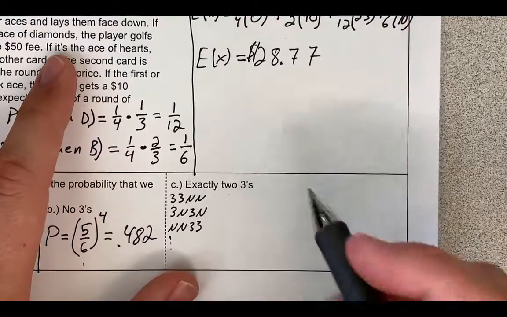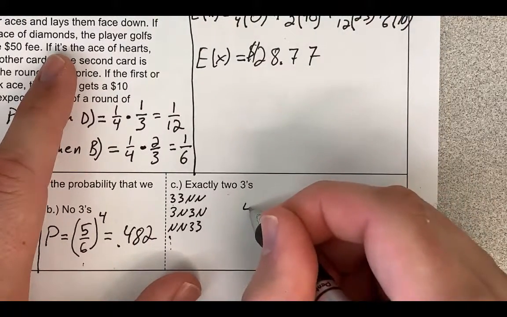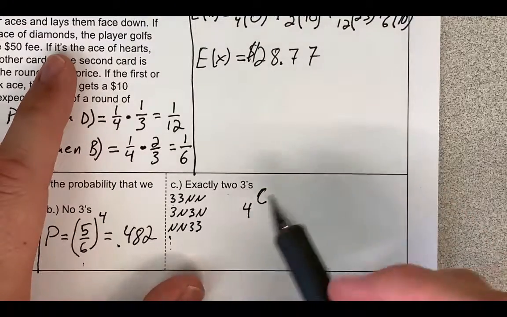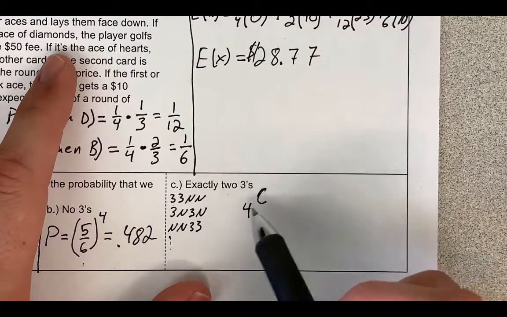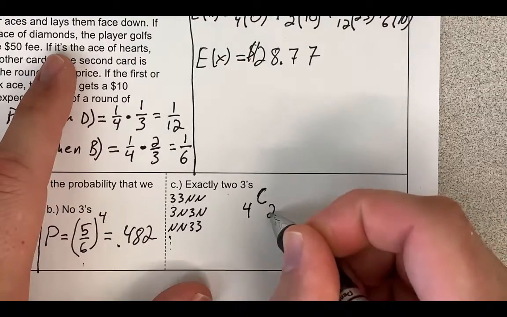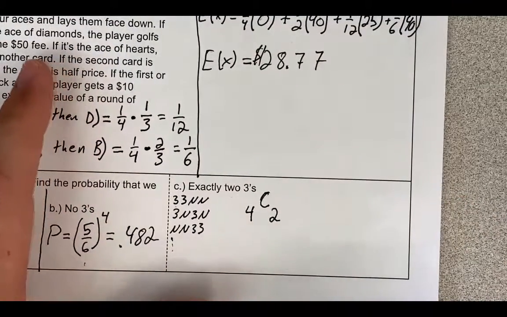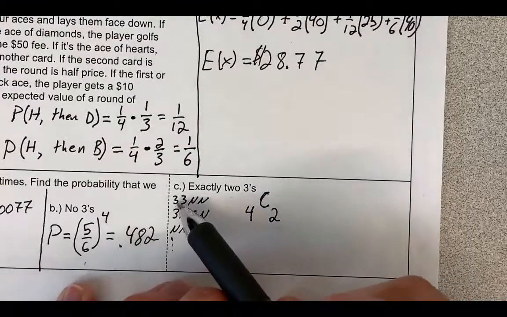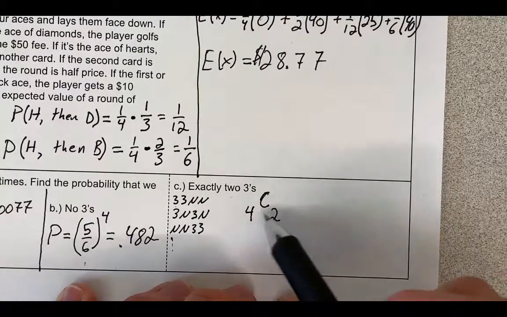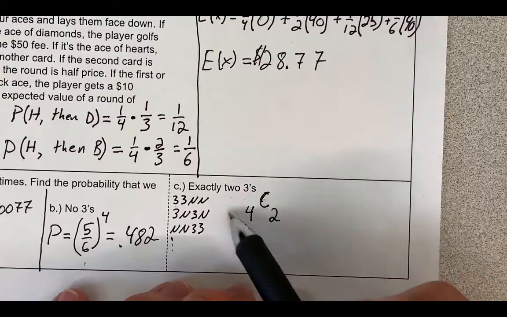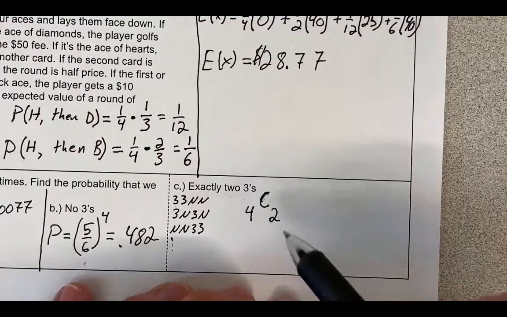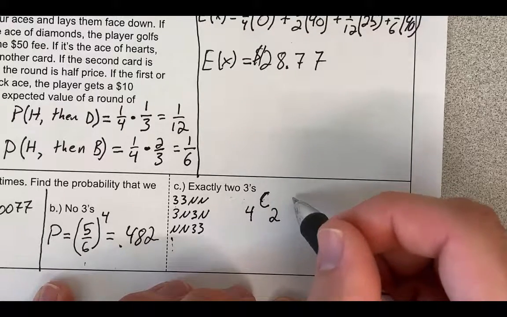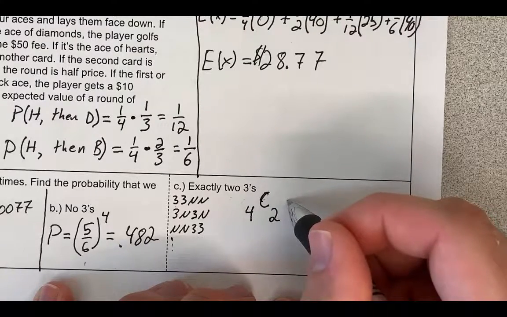How many ways? Well, we have 4 possible slots, if you will, okay? And we want to know how many ways can we pick 2 of them, okay? So 4 possible options. How many ways can I select 2? And that is going to turn out to be 6. But that's the number of ways that we can select 2 3s in this situation. Now, we're going to times that by the probability of each one.